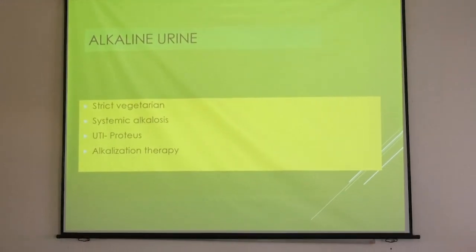Then alkaline urine. It can be due to a strict vegetarian diet, or infection with some bacteria like Proteus, or systemic alkalosis. It can also be due to metabolic causes or respiratory causes. Alkalization therapy.